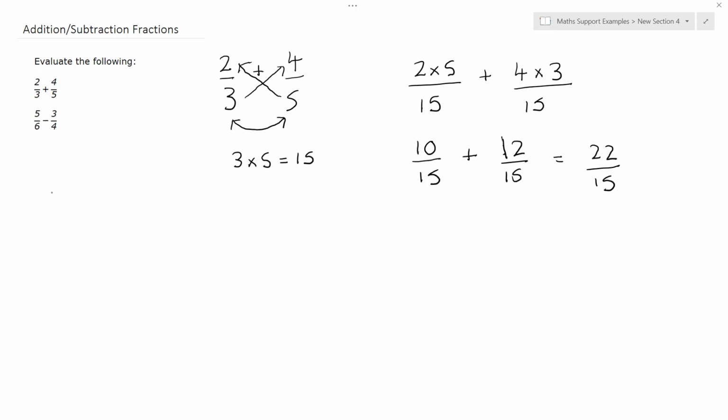So we can therefore write 22 over 15 as a mixed fraction. And to do that, we see that 15 goes into 22 once, and it leaves us with 7 left over. So it's going to be 1 whole, 1 and 7/15. So we can say that 2/3 plus 4/5 is equal to 22 over 15, or 1 and 7/15.